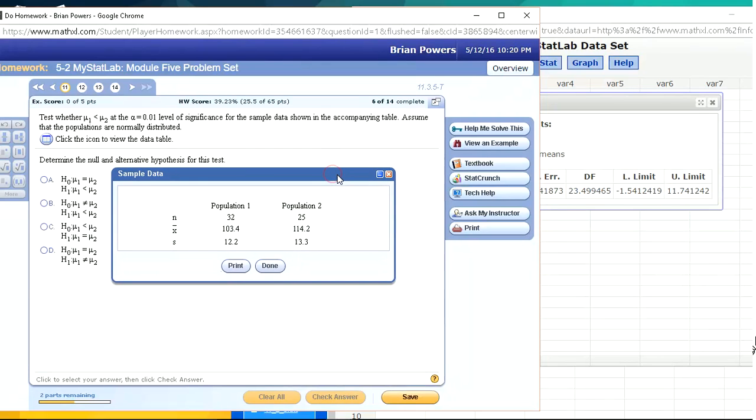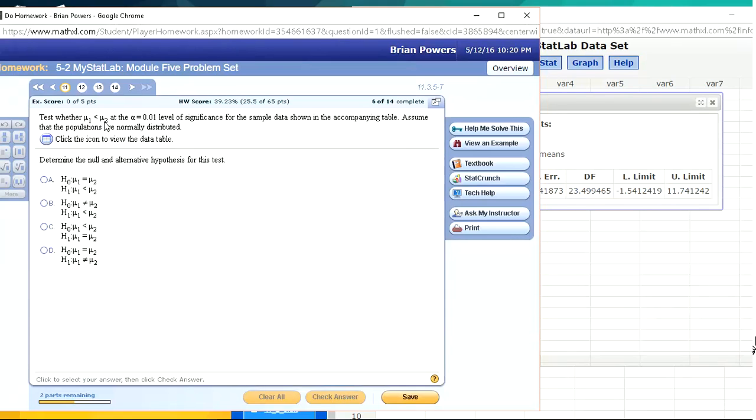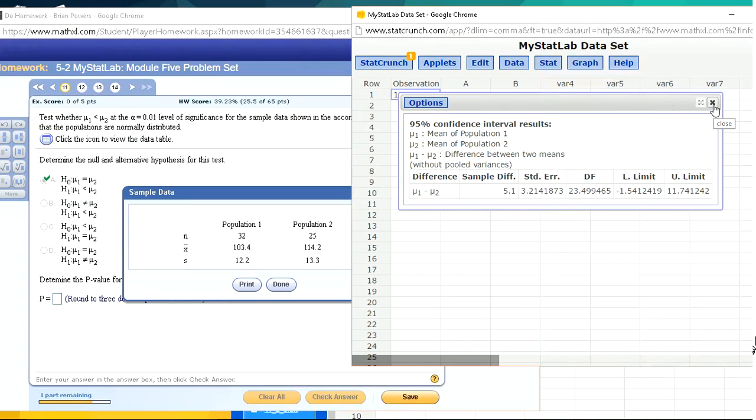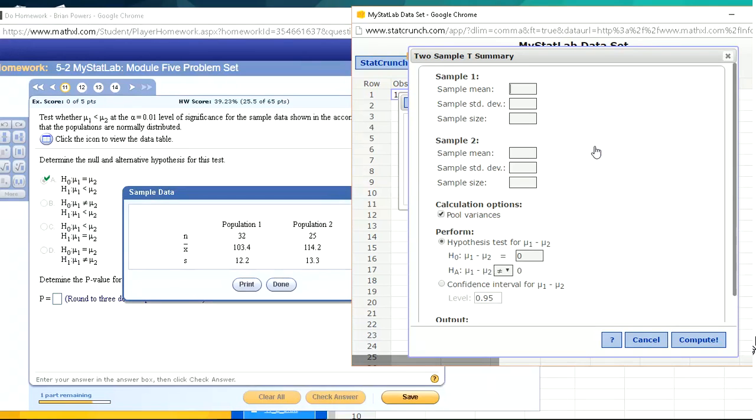Okay. So first off, we're checking whether mu1 is less than mu2. So the alternative has to look like mu1 less than mu2. The null is going to be that they're equal. It's exactly that first one. Okay. Now let's go back to StatCrunch and calculate this stuff. So we're going to do a T statistic, a 2-sample T statistic with summary.